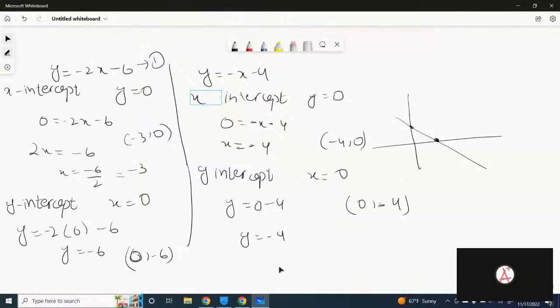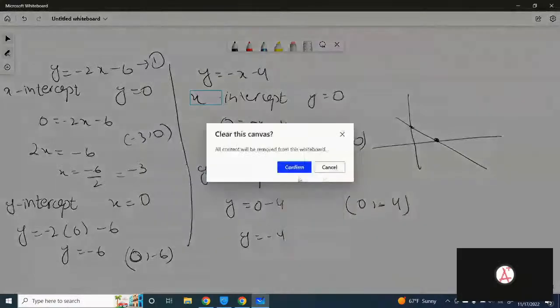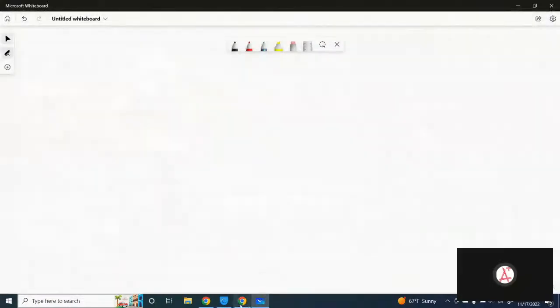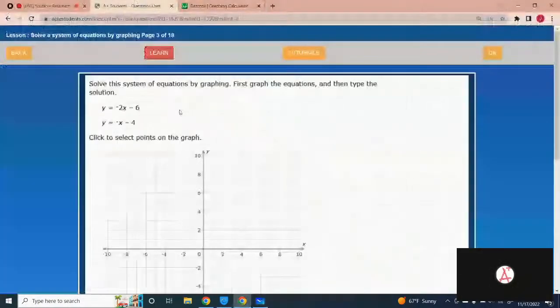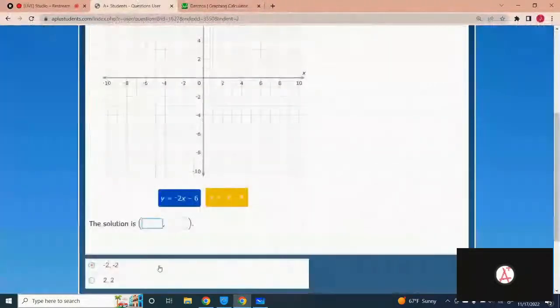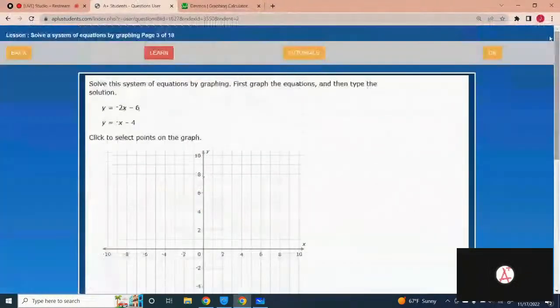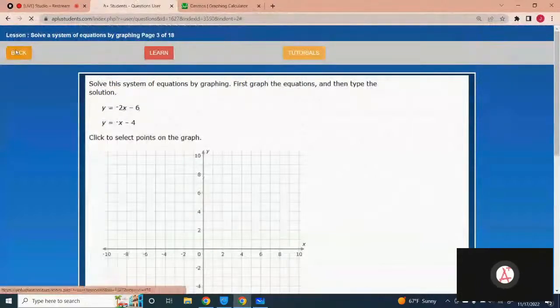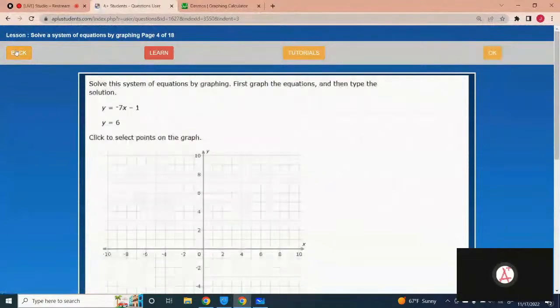Okay, good. So the solution is negative 2 and negative 2. Yes, negative 2 and negative 2 is the solution of the equation. Okay, let's just move on to the next topic. The next topic is exactly the same one, but you have the word problems. Let's just do two examples from the next one. Got it?